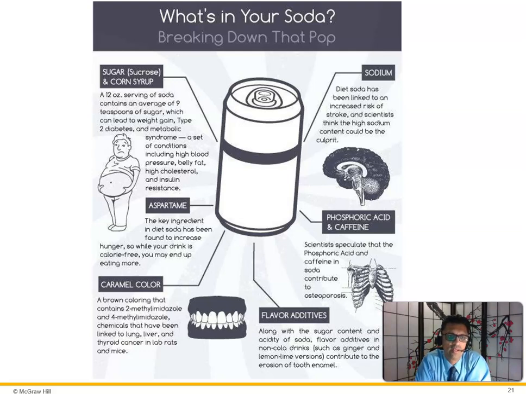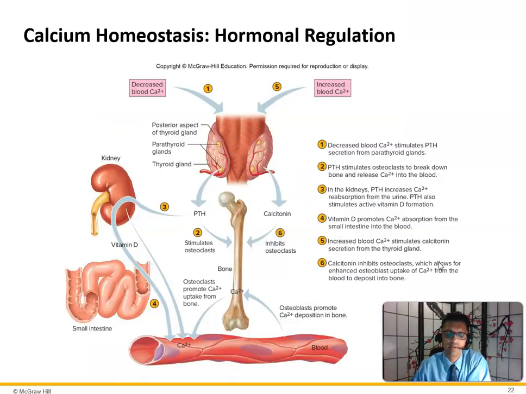Again, so soda, there's sugar, there's corn syrup, you have aspartame in the diet sodas. You have the caramel color, which can stain your teeth. You have these additives. Again, phosphoric acid can lead to osteoporosis because it is leaching the calcium. And then, of course, there's sodium. Diet soda has been linked to an increased risk of stroke because there's a high sodium content in there. So just avoid all that stuff.